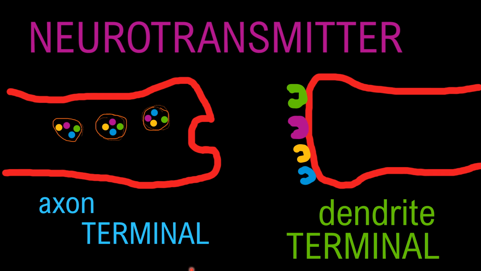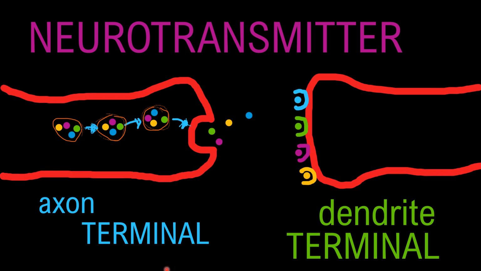On the surface of the dendrite, I have drawn structures that resemble small balls. These are the receptors for neurotransmitters. As you can see, they are also of different colors corresponding to the colors of the neurotransmitters.